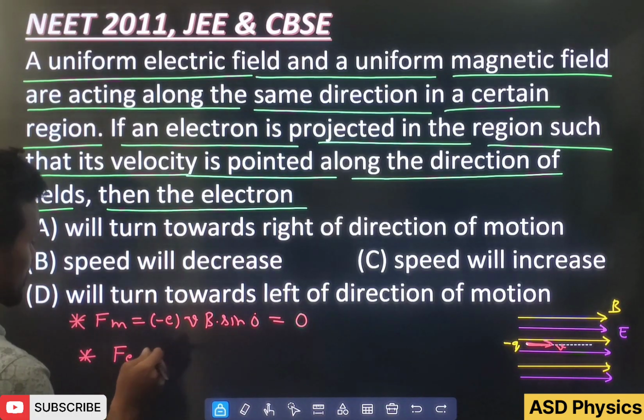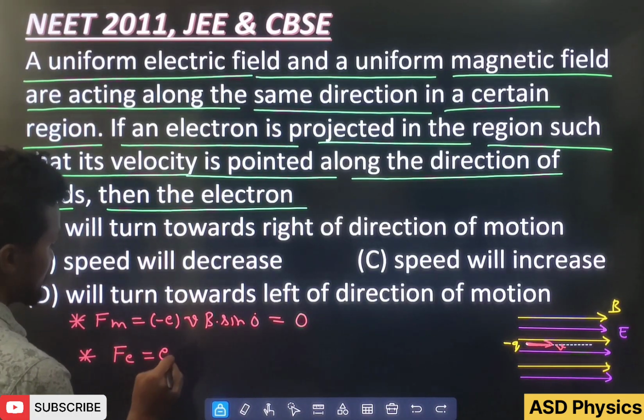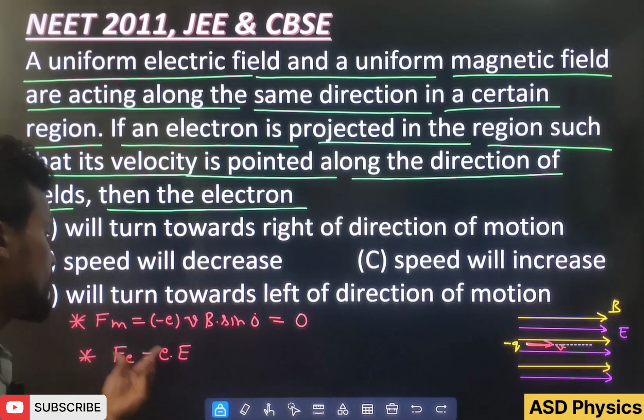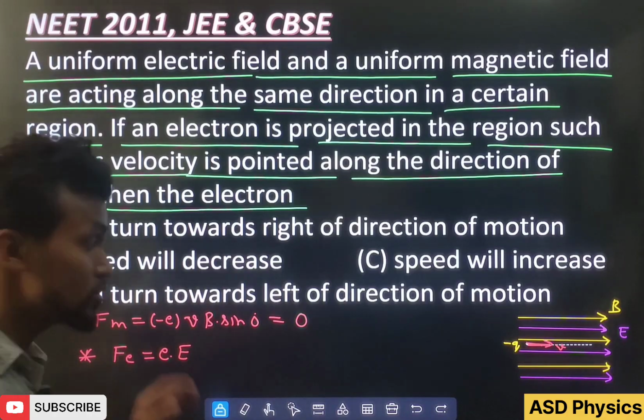So here what will happen? Remember that here the charge is e and the electric field is E. So what can we write here? Electrostatic force is eE. That means the electron will experience an electrostatic force here.